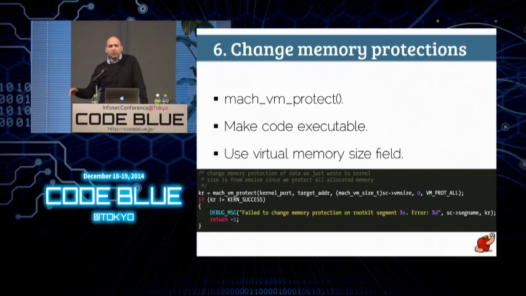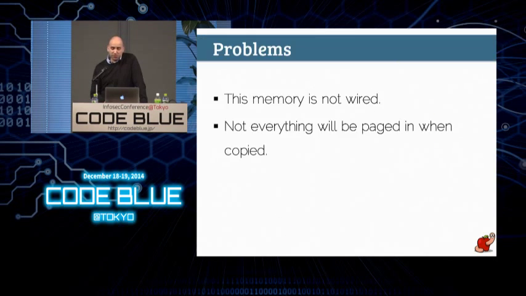You can use the virtual memory size because you want to make also the alignment space executable in case there's one page difference, and it will lead you to a kernel panic. So use the VM size, make all the memory executable. Problems. The problem using the VM allocate is that the memory is not wired.